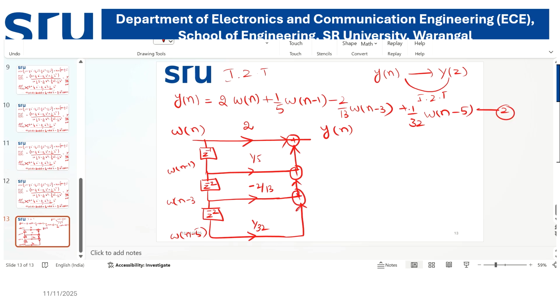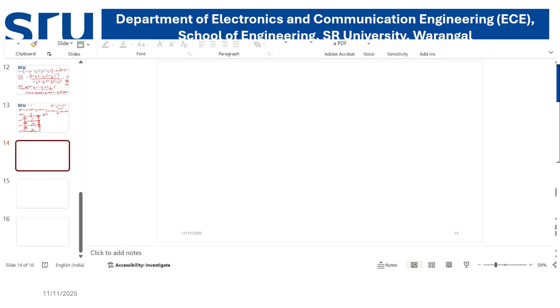Now this output we are getting as 2 into w of n plus 1 by 5 into w of n minus 1 plus minus 2 by 13 into w of n minus 3 plus 1 by 32 into w of n minus 5. So this is the first realization using the direct form 2.